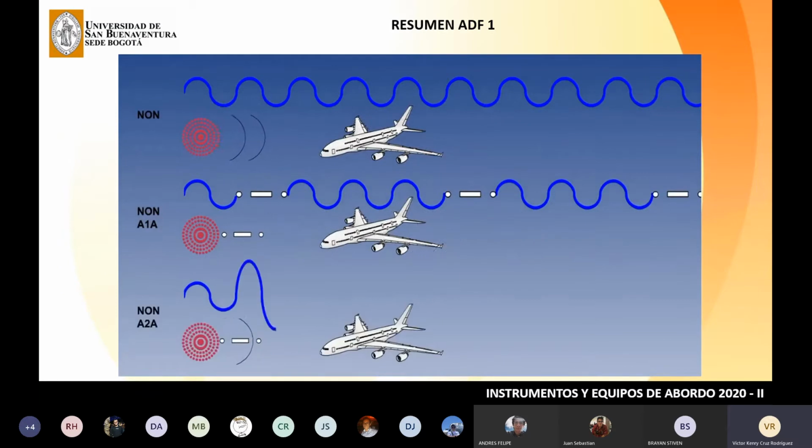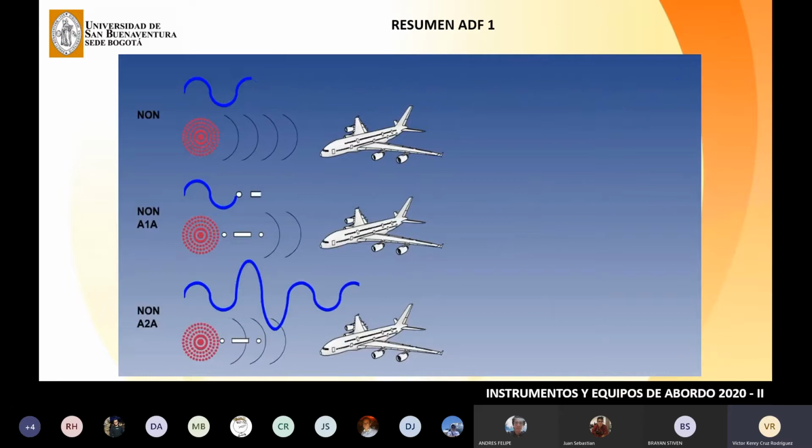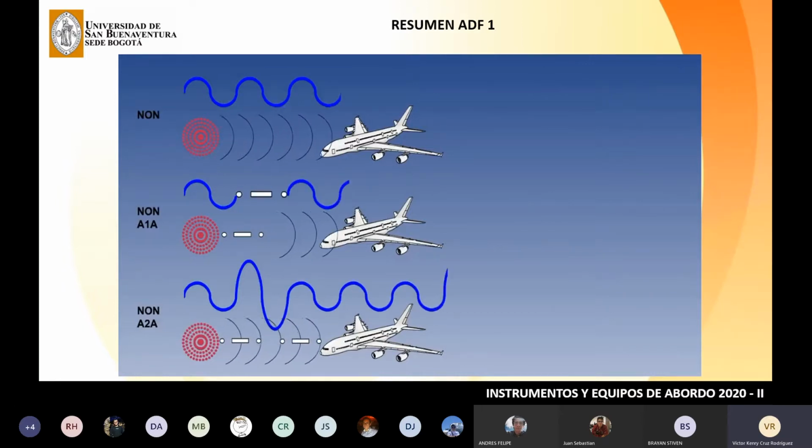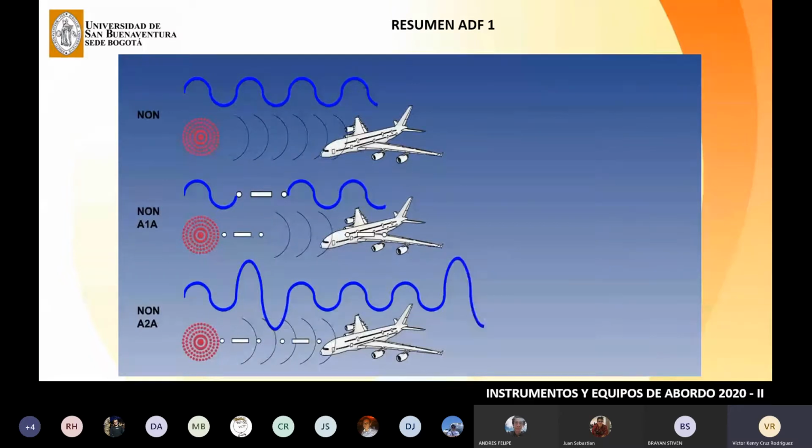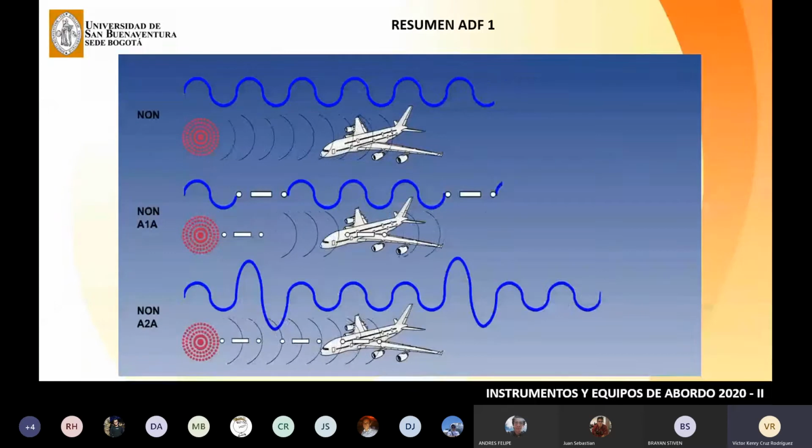The A2A designator is given to those stations that carry the NDB identifier by an A2A signal, which is a keyed single-tone amplitude modulation. N0N-A2A beacons are normally used for short and medium-range beacons.